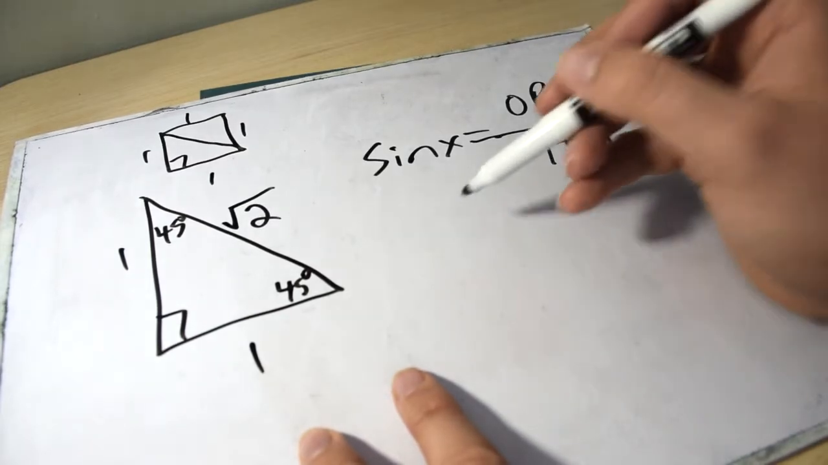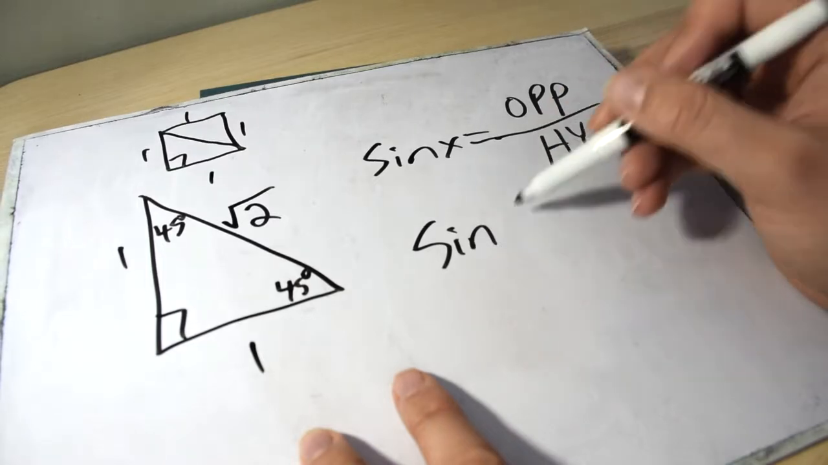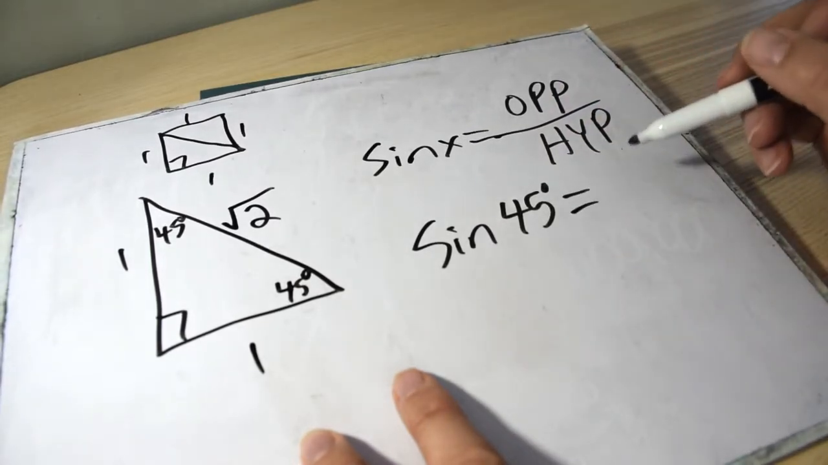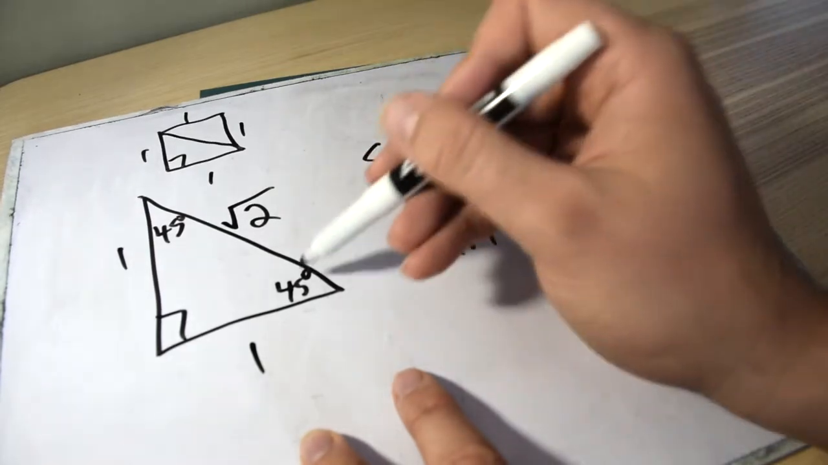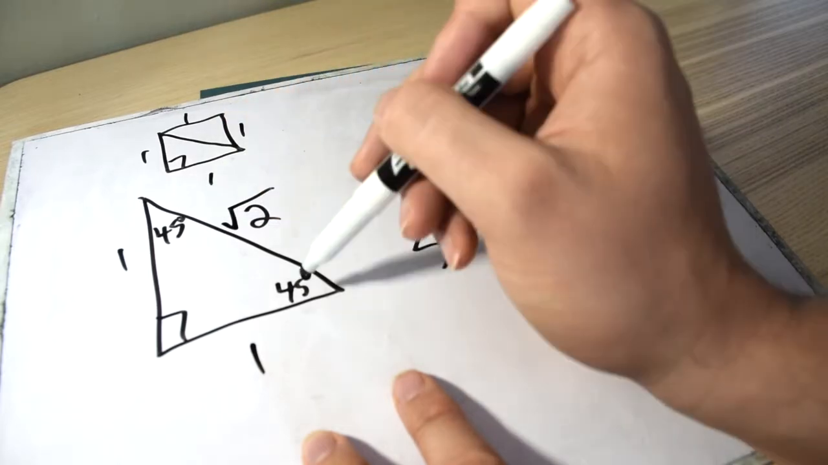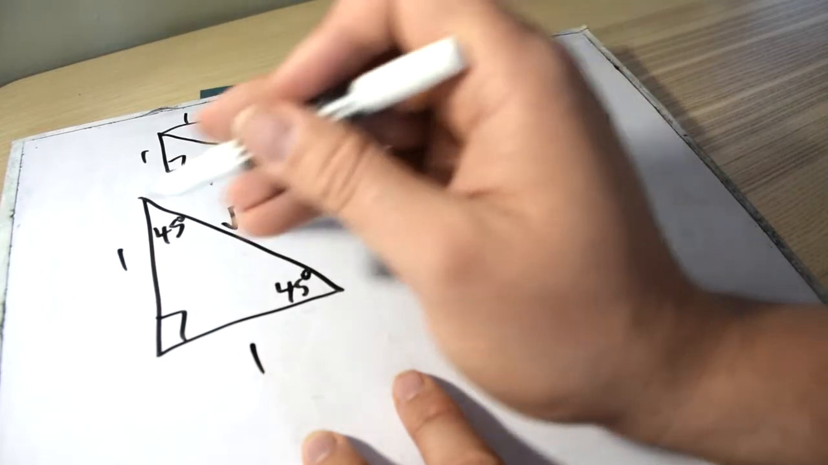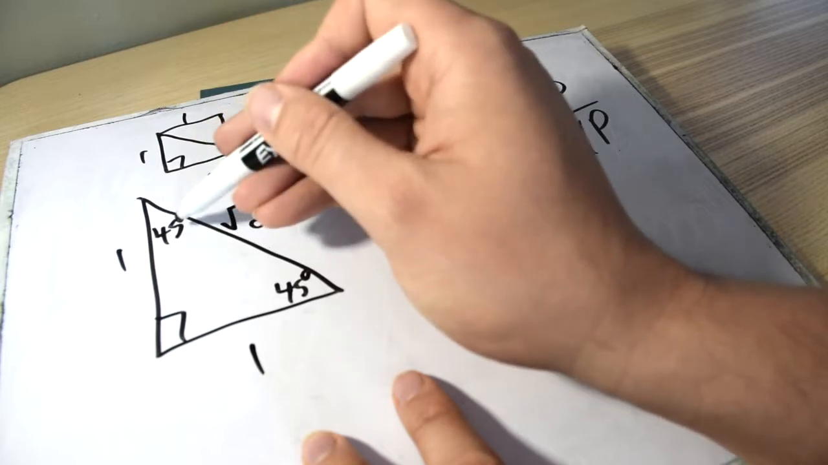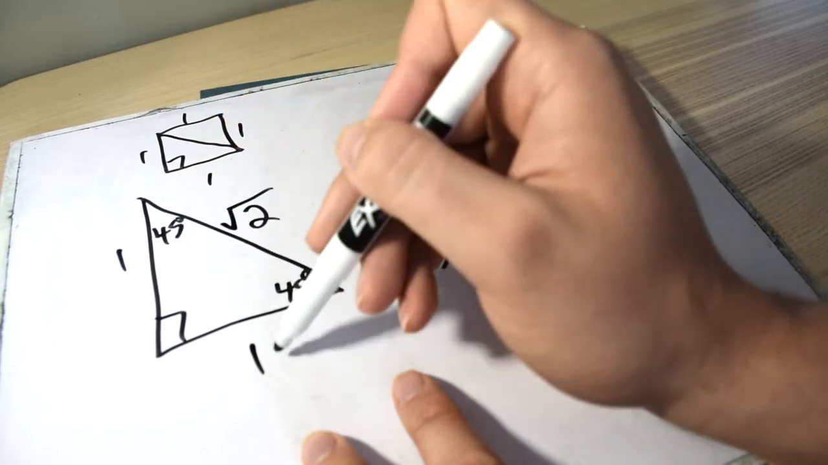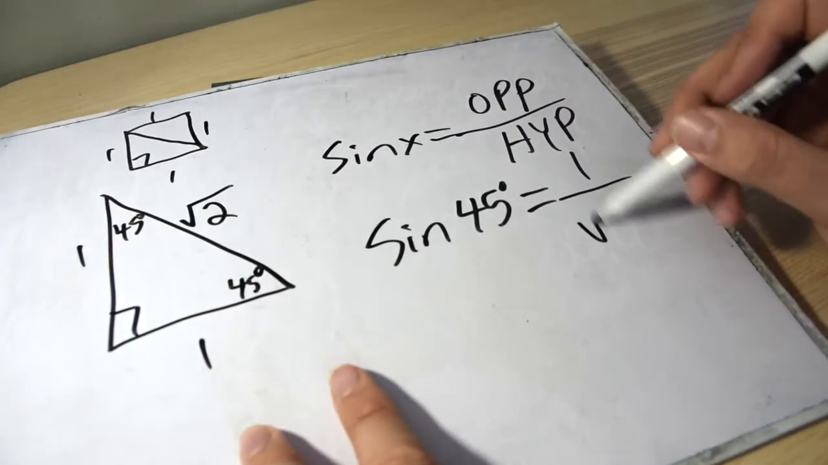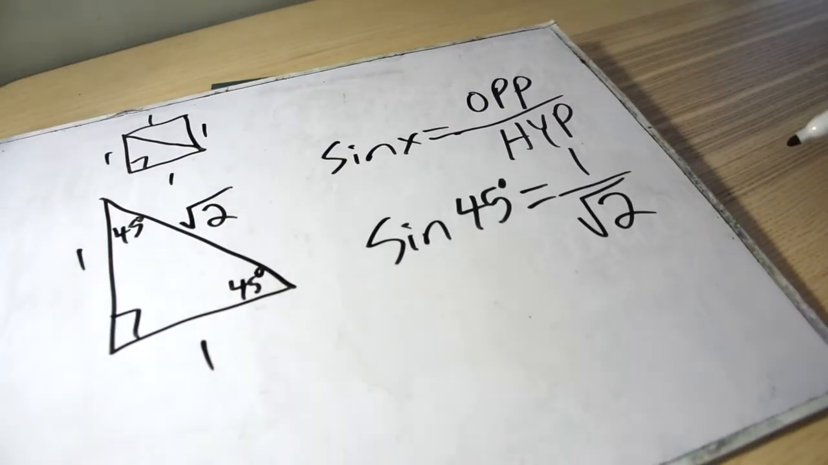Cool. So sine of 45 degrees in this triangle equals what? So 45 is here, but 45 is here as well. Those are the same. So opposite would be 1 over root 2, but just looking, the same answer applies for 45 degrees here, 1 over root 2. So no matter what, the answer is 1 over root 2.